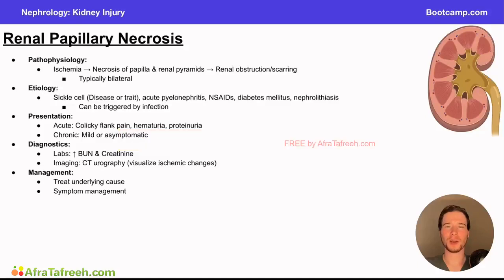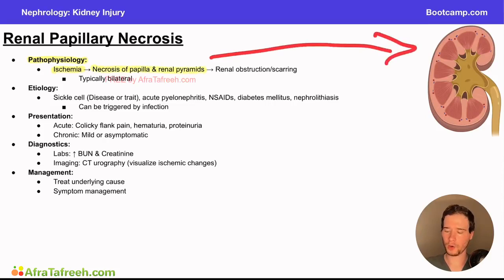So in this next video, we are now going to talk about renal papillary necrosis. And we start out with the pathophysiology here. Pretty straightforward, but we have ischemia, right? Various things that cause ischemia or lack of blood flow to the kidneys. And ultimately, this is going to damage a particular area and lead to necrosis of the papilla and the renal pyramids.